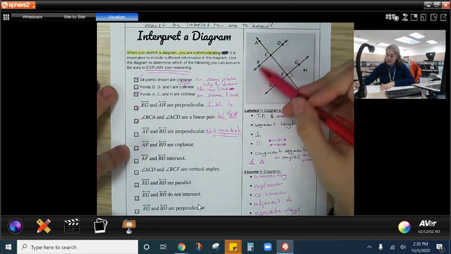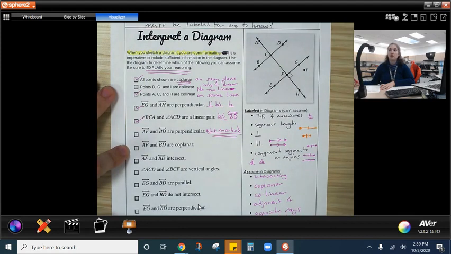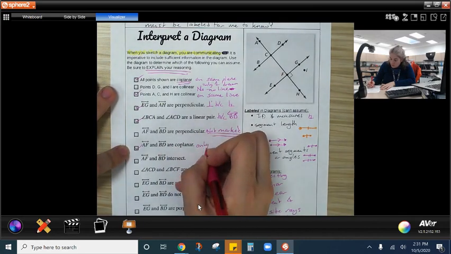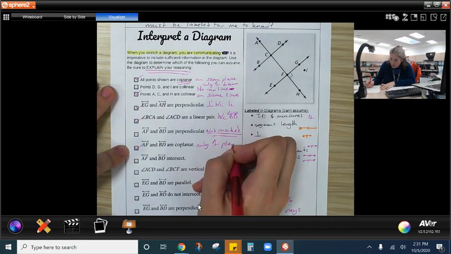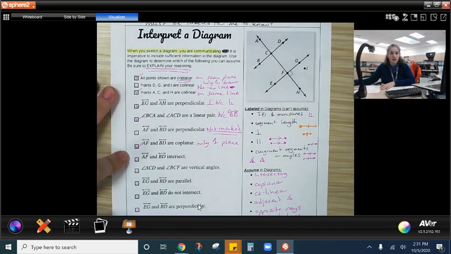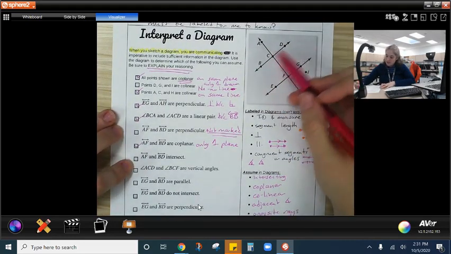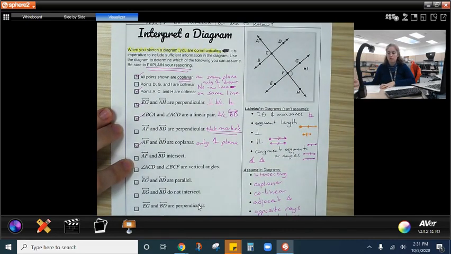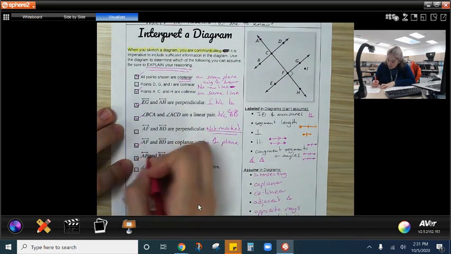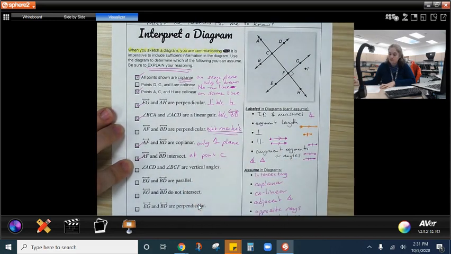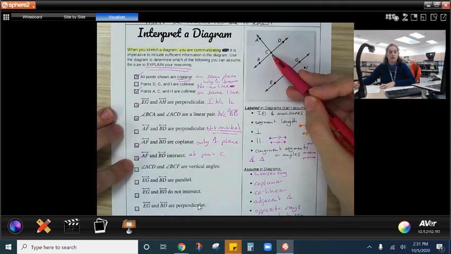Oh, so the next one on here, we have AF and BD are coplanar. Is that true? Well, there's only one plane, so yes. They're both in the plane, like stuff embedded in paper. All right, AF and BD intersect. Do they intersect? Yes, they intersect at point C.